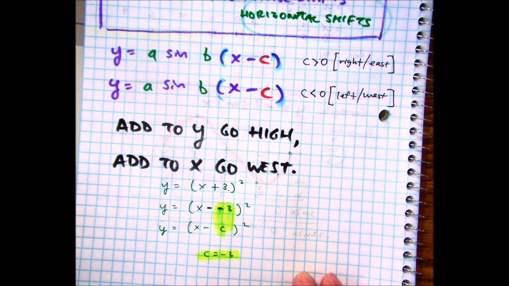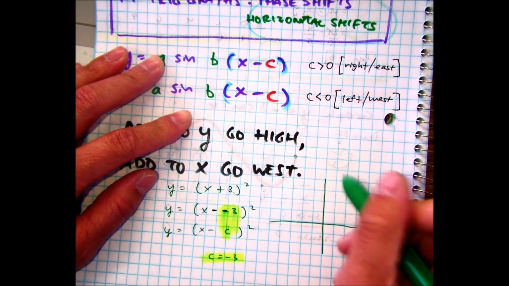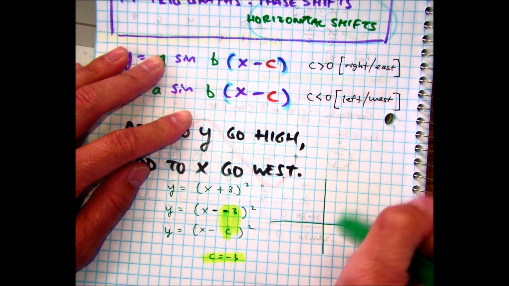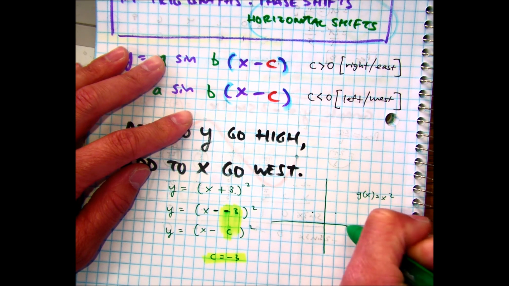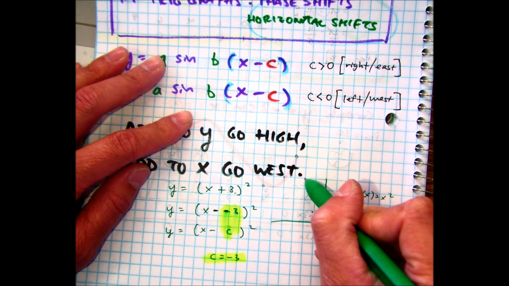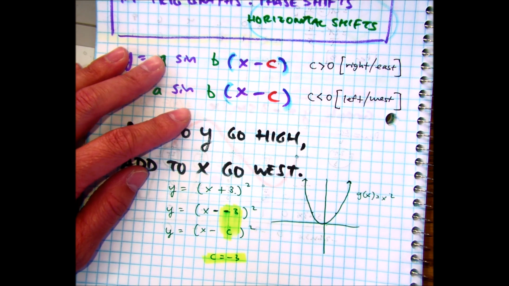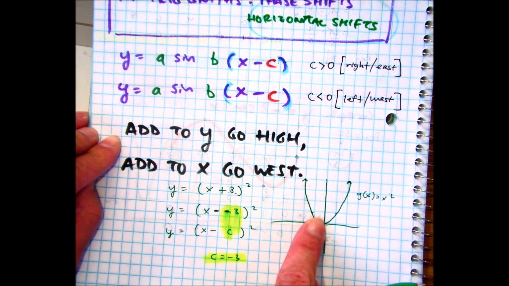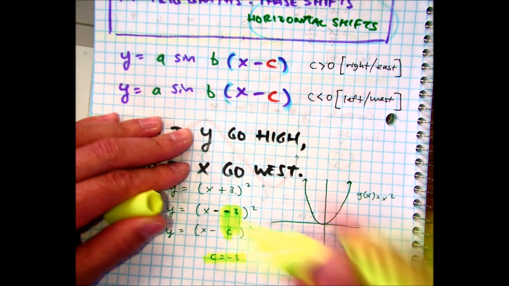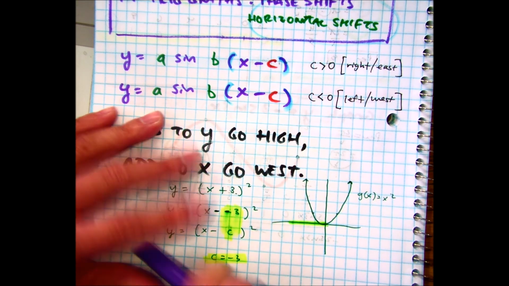Now let me show you what it looks like on a graph. So here's the parent function. We'll call it g of x equals x squared. 1, 1, 1, 1. 2 squared is what? 4. So this is what your parent function looks like. But here, on our silly phrase, add to x, so you're adding here, you're actually going to go west. So I'm trying to show you where this trick comes from. My new graph is actually going to be over here.